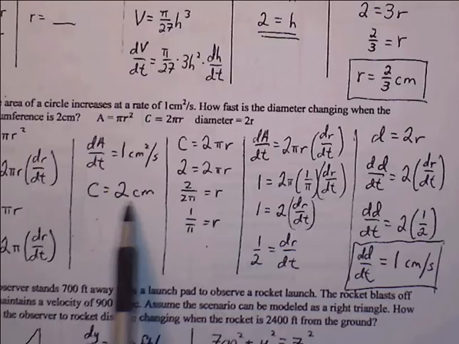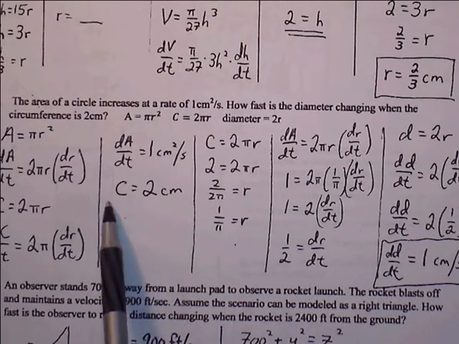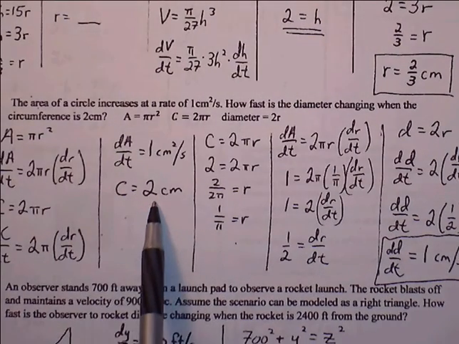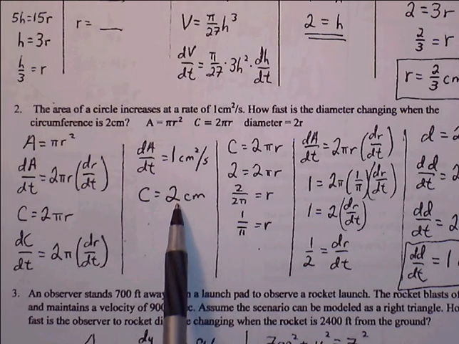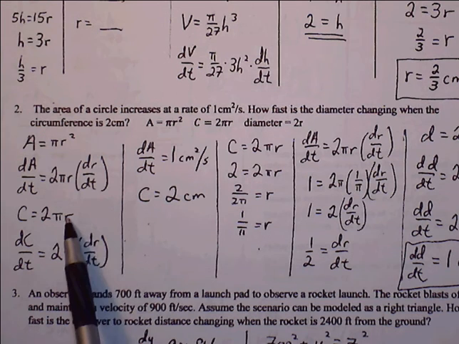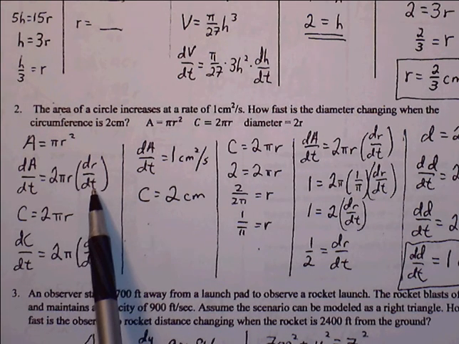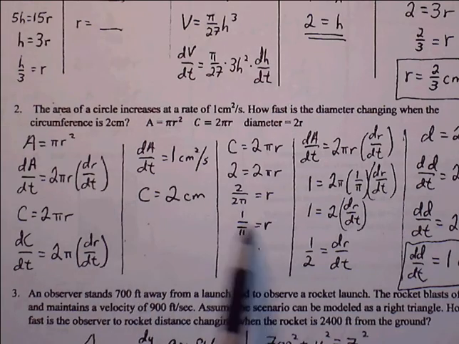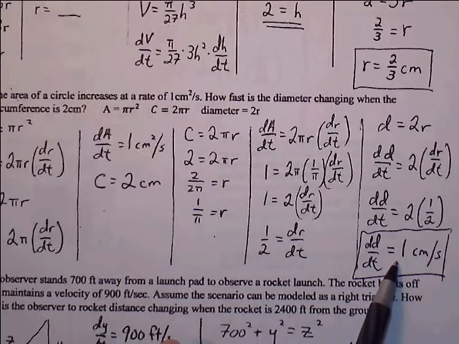All right, so we know circumference at any moment in time, or at this moment in time, is 2 centimeters. So if we know C is equal to 2 centimeters, we can use this and the circumference equation to find radius. Once we find the radius, we can use the dA/dt to find dr/dt. Once we find dr/dt, then we can circle back to get to the rate of change of diameter.